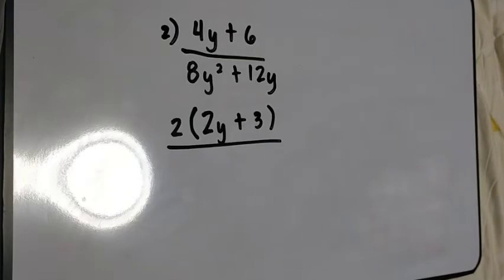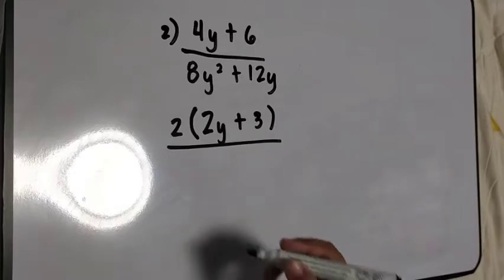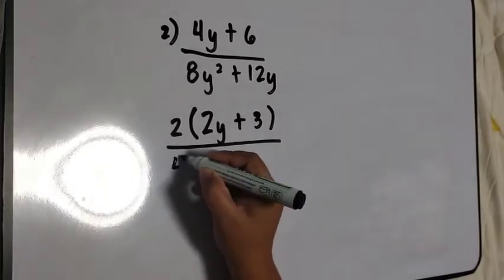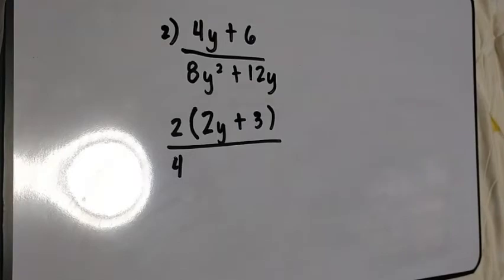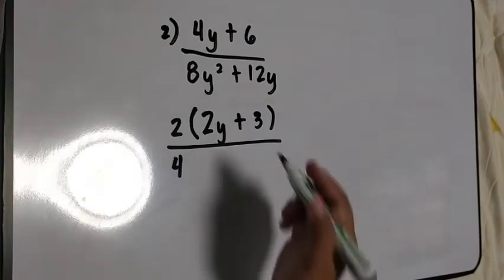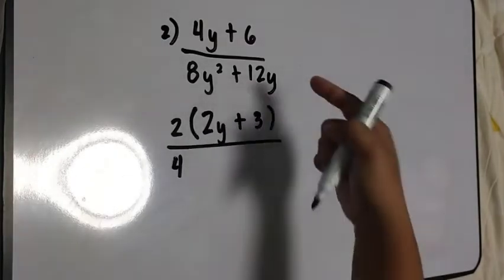How about 8y squared plus 12y? So, numerical coefficient mo na ulit. 8 and 12. Ano yung greatest common factor nila? Pinakamataas na number na pwede mag-divide sa kanila, that is 4. How about with the variable? Common ba yung variable? Yes. So, common si y. Lowest exponent is 1.